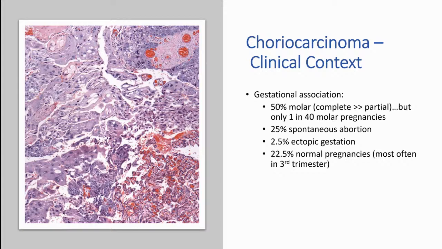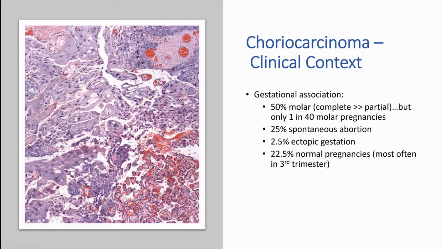First of all, most choriocarcinomas arise from molar pregnancies, and by far and away, they arise after complete moles. On the flip side, only 1 in 40 molar pregnancies will develop into choriocarcinoma or have manifestations of choriocarcinoma. And it's because of this fluidity between molar pregnancy and choriocarcinoma, in a historical legacy, this is referred to as gestational trophoblastic disease, because of this interchange between the two.